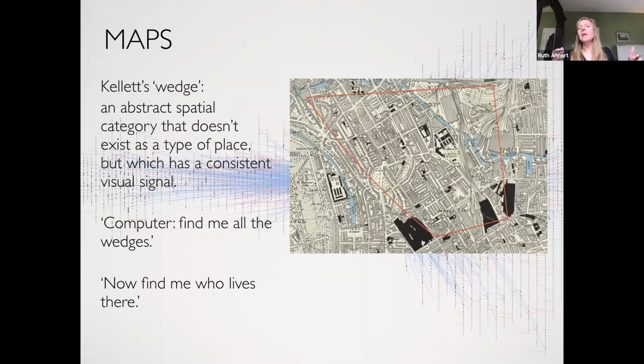So for example, there's this very classic 1969 study by John Kellett on the impact of rail on cities, and he observed something called the wedge. So when two rail lines are driven through an area in a kind of wedge shape, they tend to kind of kill off the space in between. So our contention is that we could say, computer, find me all the wedges, and now find me who lives there. And we could start to understand the kind of economic impact of those spatial organizations.